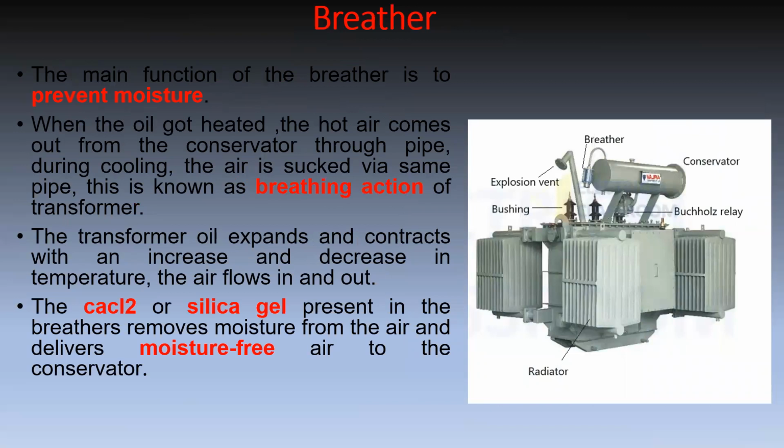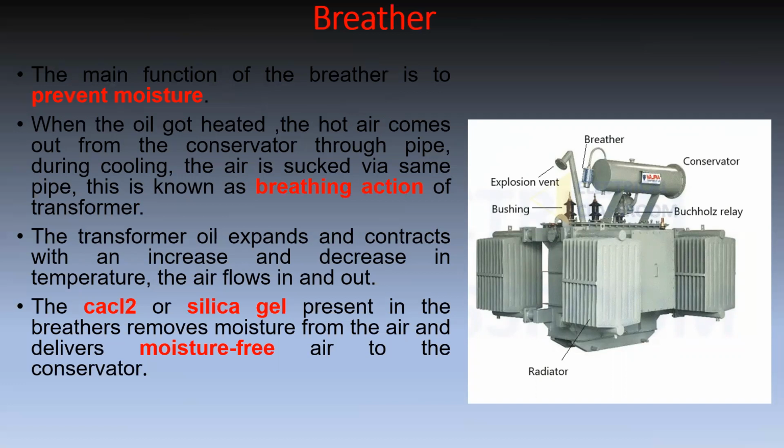Next one is the breather. We'll see the diagram. The breather's main function is to prevent moisture, the moisture content has to be prevented. When the transformer is connected to the load, the oil will get heated up. So hot air comes out of the conservator through the pipe. During cooling, the air is sucked in through the same pipe. This is called the breathing action of the transformer.